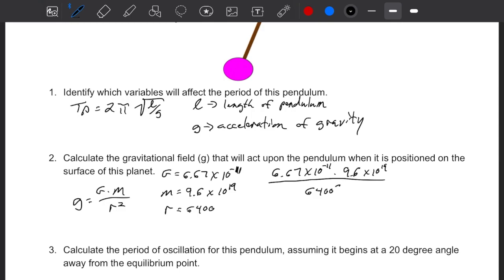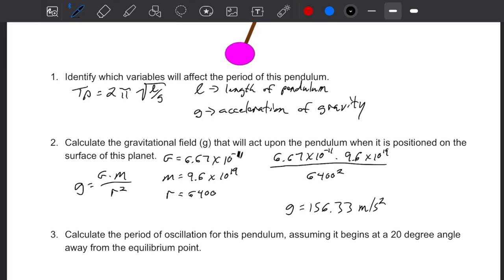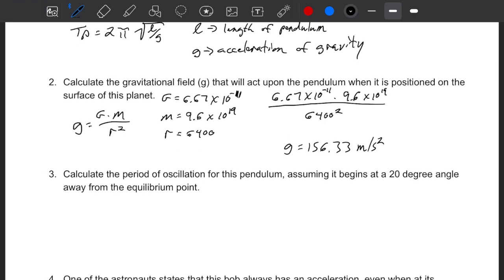The biggest mistake we'll probably have here is not squaring the distance or the radius. Make sure you square that. Once we put that in a calculator, we get about 156.33 meters per second squared for the little g, or acceleration of gravity.